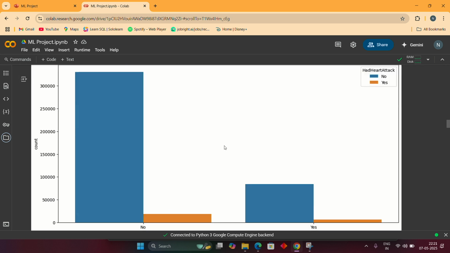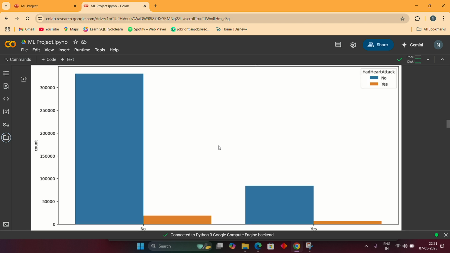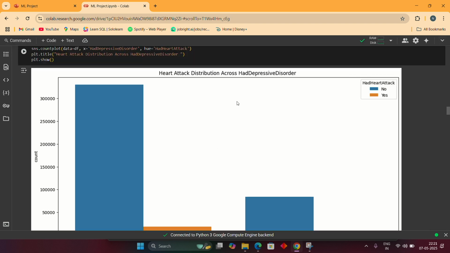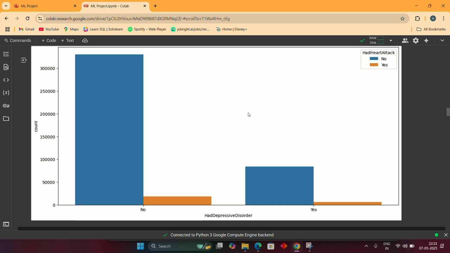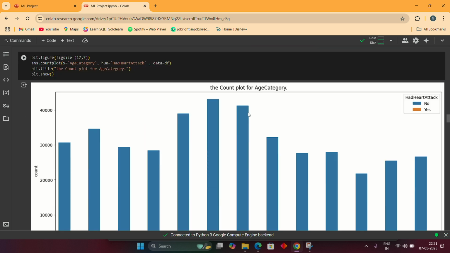Mental health also appears to be a meaningful factor. Of the individuals diagnosed with a depressive disorder, 6.5% had experienced a heart attack. Among those without depression, that number was 5.2%. Although the difference was not much, it might suggest that emotional well-being plays some role in your cardiovascular health. Moving on to the next chart, age category and heart disease. Lastly, we look at how heart attack varies with age.